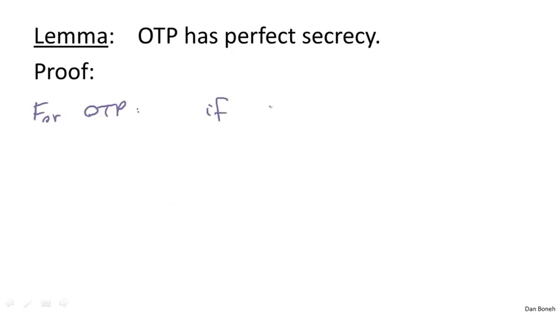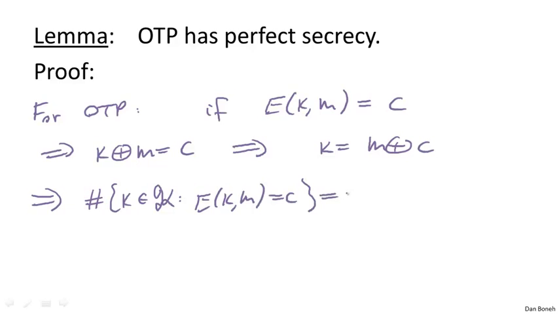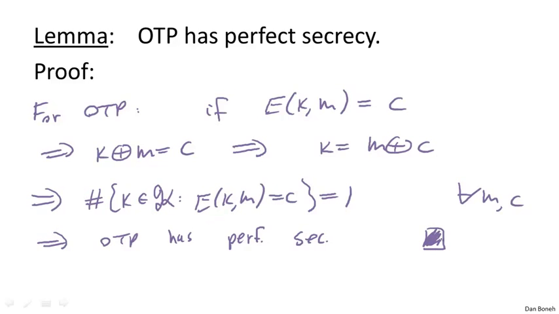For the one-time pad, if we have that the encryption of M under K is equal to C, then by definition that implies that K XOR M is equal to C. But that also simply says that K has to be equal to M XOR C. I just XOR both sides by M, and I get that K must equal M XOR C. So what that says is that for the one-time pad, the number of keys in K such that E(K, M) is equal to C is simply 1, and this holds for all messages and ciphertexts. And so again, by what we said before, this says that the one-time pad has perfect secrecy, and that completes the proof of this very simple lemma.